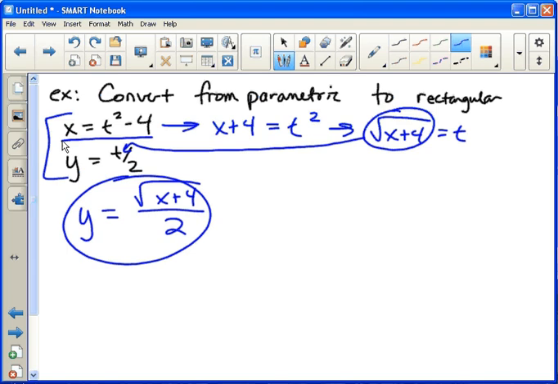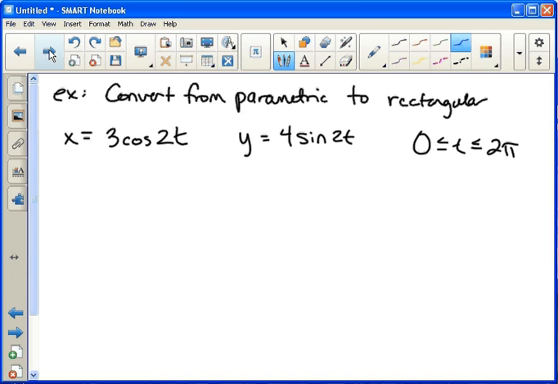Now sometimes they're going to throw one at you like this, where it's sine and cosine. Well, some people, when they get to this, want to use inverse trig to make this work. I honestly don't know if that's allowed or not. I just know that I've never seen it done that way. Whenever they have sine and cosine, they want you to use the identity sine squared plus cosine squared equals 1.